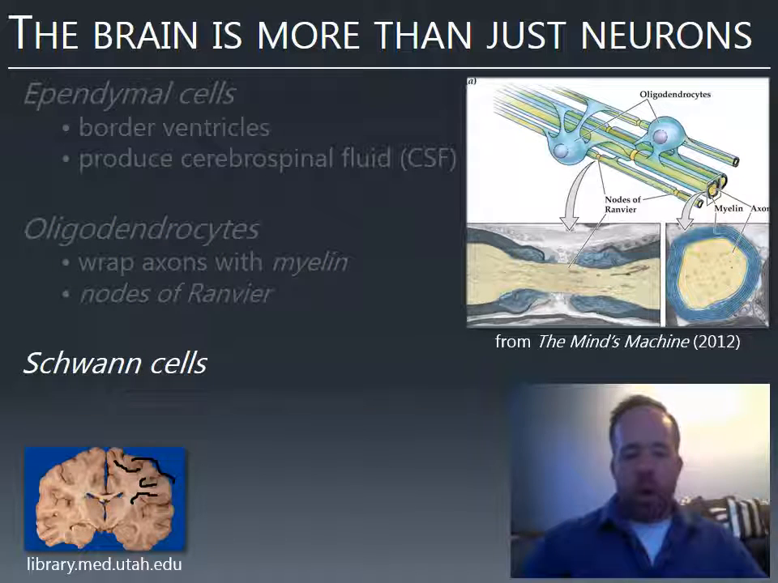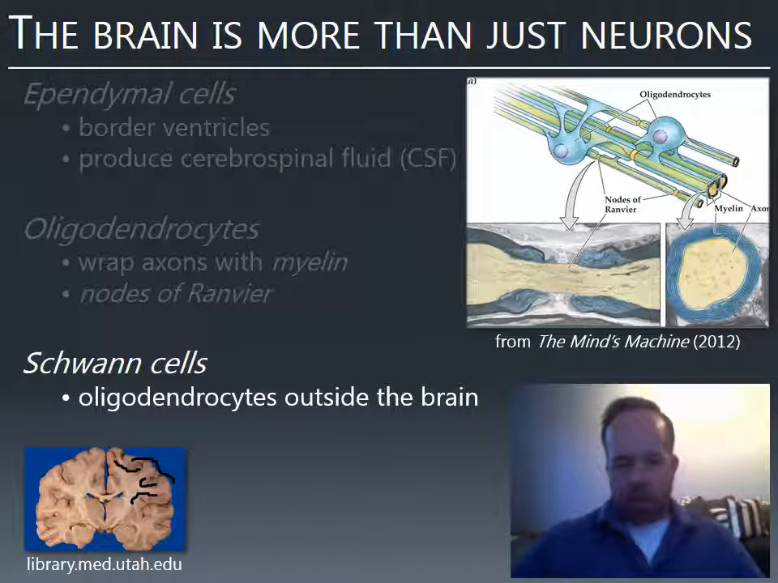We also have things called Schwann cells, which are just the same thing as oligodendrocytes, but they myelinate neurons that are outside the brain. They have a different name. They work a little bit differently, but again, for our purposes, that distinction is not really important. The myelin, however, is important, and we'll see why later.